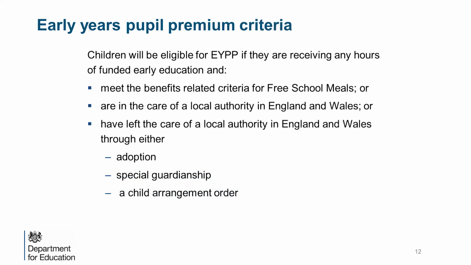Children will be eligible for early years pupil premium if they are receiving any hours of early education and meet the benefits related criteria equivalent to those for free school meals, or the pupil is in the care of a local authority in England or Wales, or they have left the care of a local authority in England or Wales through adoption, special guardianship or a child arrangement order. Pupils looked after by an authority in Northern Ireland, Scotland or overseas will not qualify for the early years pupil premium and must not be recorded as adopted from care on the school census return.